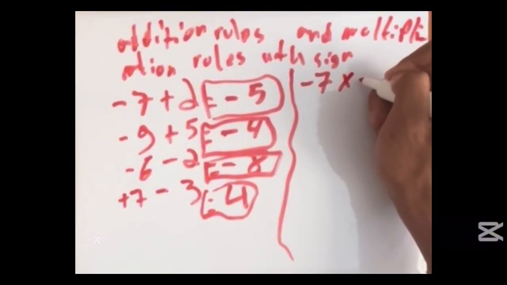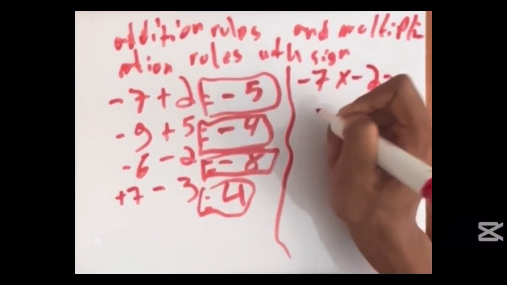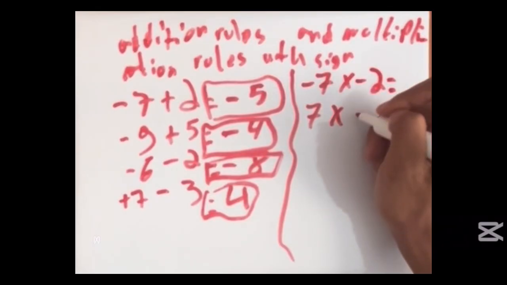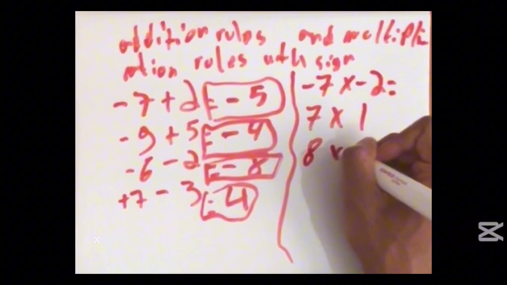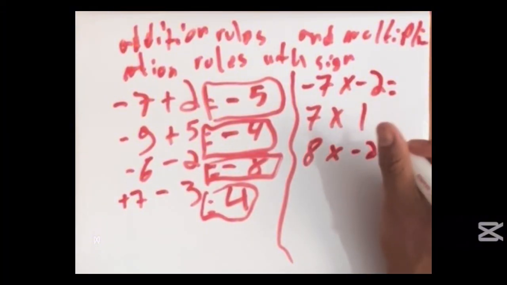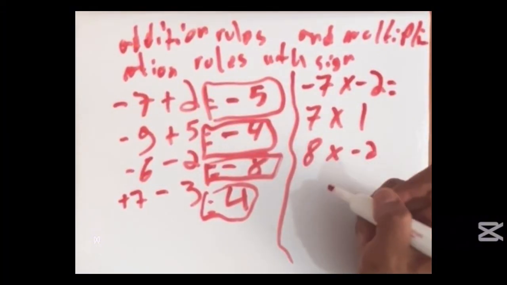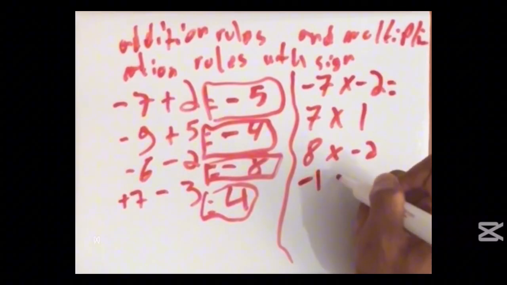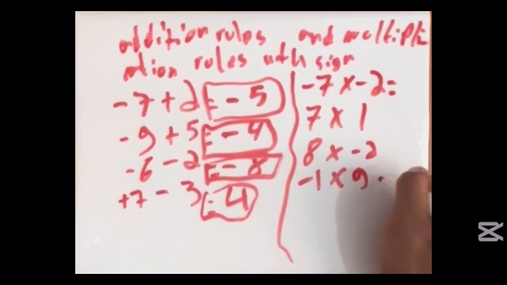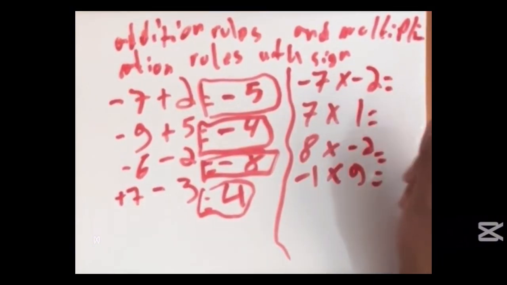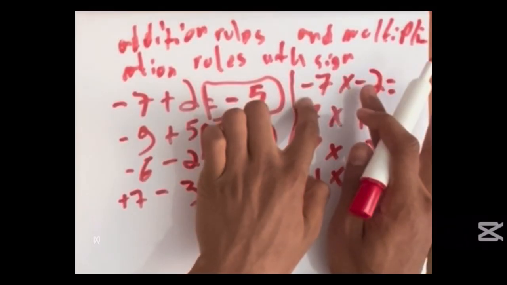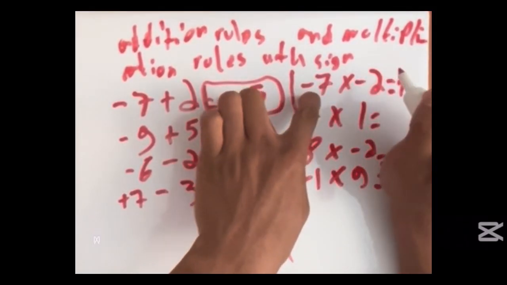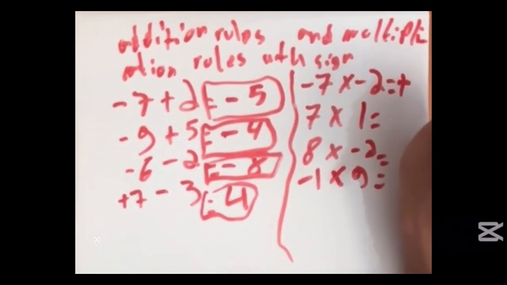So -7 times -2, and 7 times 1. Okay, 8 times -2. Let's do -1 times 9. Perfect. So these two have the same sign, so it's going to be positive, and we're just going to multiply the two numbers. 7 times 2, 14. That's it.